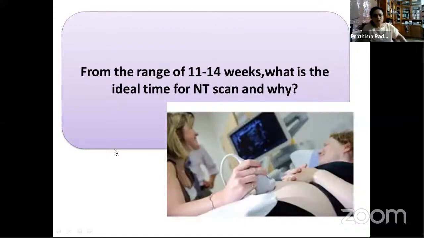So it's only for the risk assessment. To optimize risk assessment, what you need is 45 to 84 millimeters. And for the anatomy, you see it more clearly from 55 millimeters onwards. So that's what it is all about.